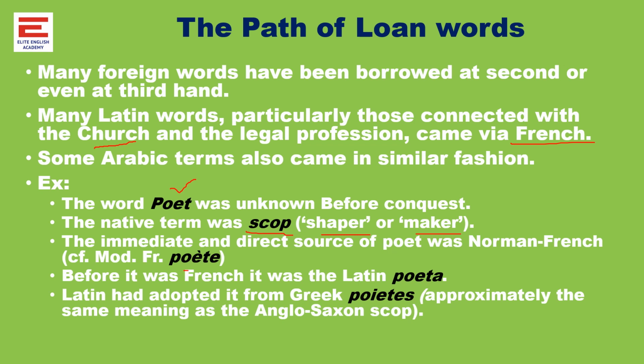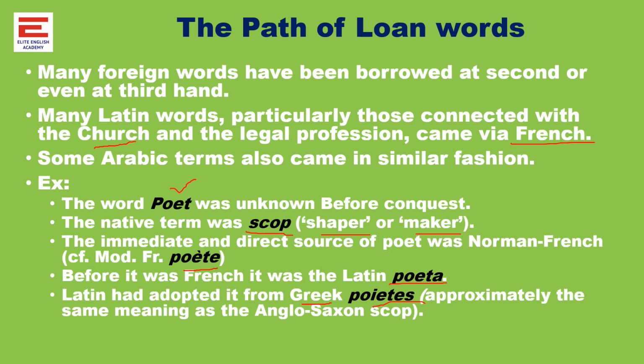So this is the French, poète. Before it was French, it was in Latin, where the original name was poeta. This is the Latin word. But Latin had adopted this word from Greek, poietes. So approximately it has the meaning of Anglo-Saxon scop. That is how the word poet came, etymologically speaking.